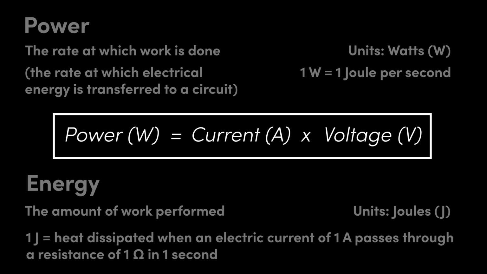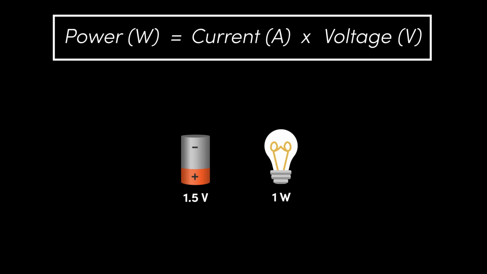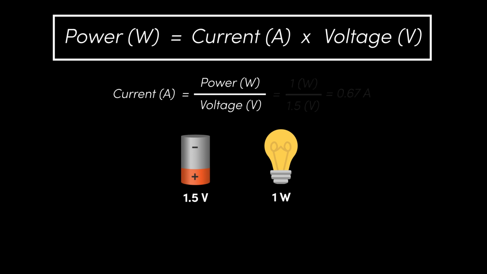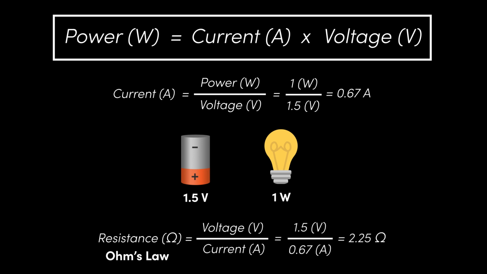To put this into some sort of context, let's say we have a 1.5 volt battery and a 1 watt rated lamp. In order to keep the lamp lit, we need to pass 1 joule of energy through the lamp every second. The current required is going to be equal to the power divided by the voltage, which is 0.67 amps. The resistance is given by rearranging Ohm's law. Voltage divided by current, which is 2.25 ohms.